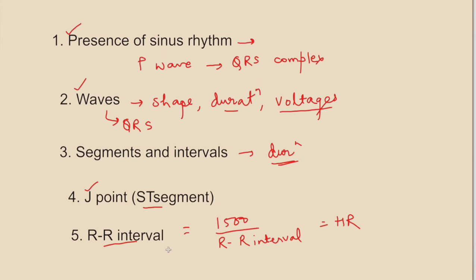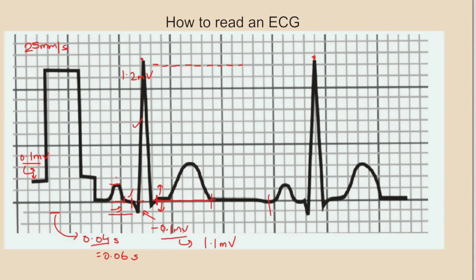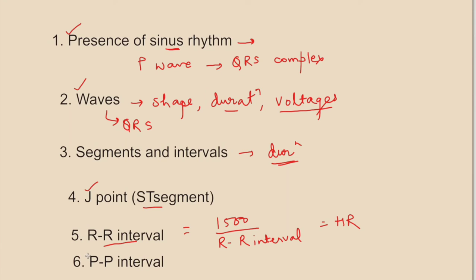Now this RR interval is used when sinus rhythm, that is a normal rhythm, is present, that is, the P wave is followed by the QRS complex. But if sinus rhythm is not present, that means all P waves are not followed by a QRS complex, then in that case we use the PP interval. So the PP interval will give you the atrial rate if sinus rhythm is not present, and the RR interval in that case will give you the ventricular rate.